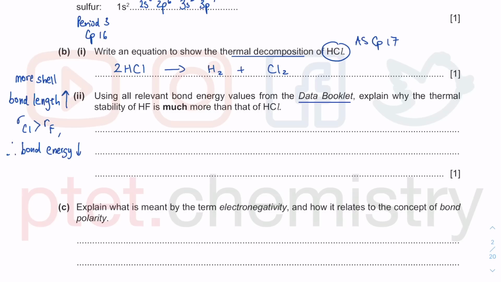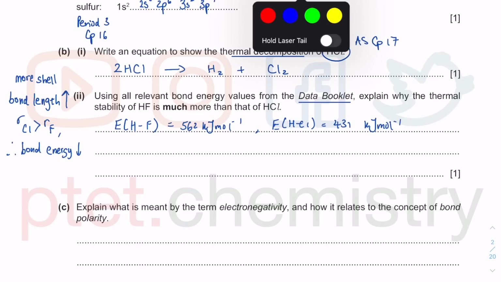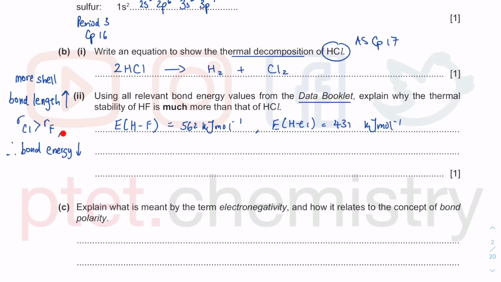So having a look at the data booklet, we will see that the energy of HF is equal to 562 kilojoule per mole, and then we can talk about the energy of the HCl is 431 kilojoule per mole. So we can very clearly see that the HF bond, courtesy of the smaller size of the fluorine, the bond energy of HF is going to be bigger than the bond energy of HCl. So this bond energy of HCl is going to be lower than the bond energy of HF going down group 17. But of course, we're not going to use that. We're going to use this data here.